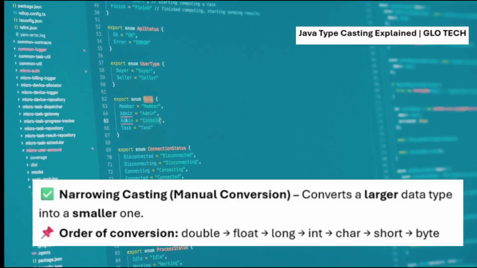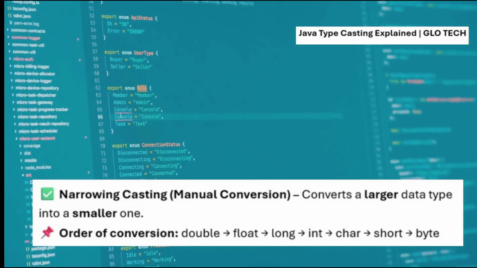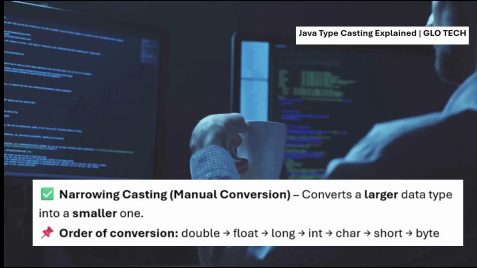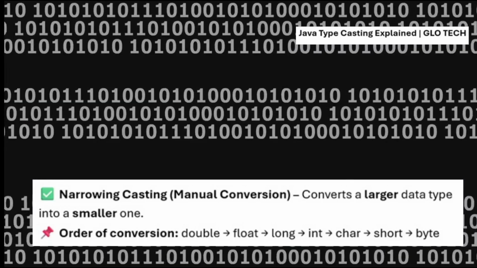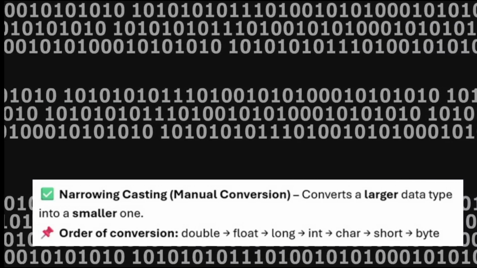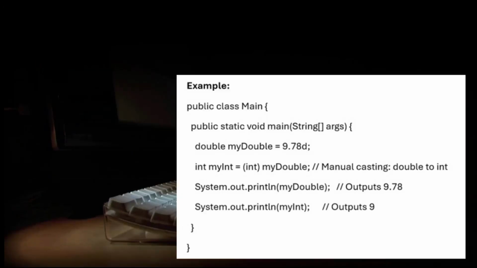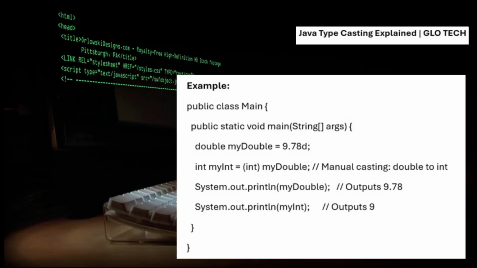Now let's talk about narrowing casting or manual conversion. This is when you convert a larger data type into a smaller one. The order is double to float to long to int to char to short to byte. This requires a bit more work. Public class main, simple, right?